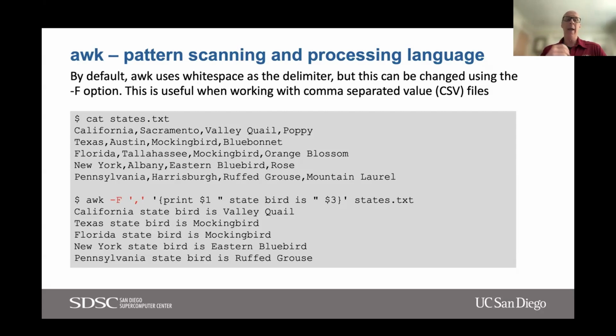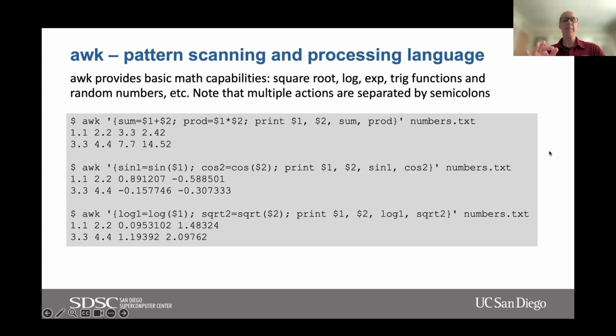If I don't specify a delimiter, I'm just going to end up splitting on white space, and the results are going to be very much not what I want. So here I'm going to use the -F option, specify the delimiter to be a single quote, and then print $1, state bird is $3, and operate on the states.txt file. And now we can see that we get the output that we expect.